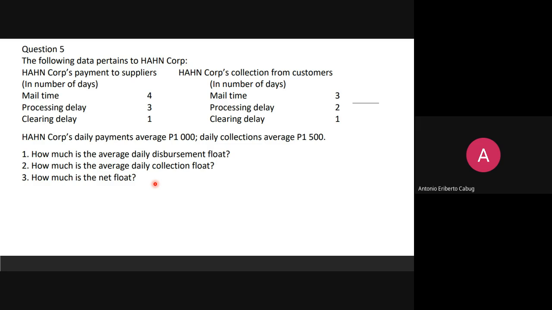Okay, nasaan yung iba? Where's the answer of the rest? Saan yung sagot nyo? Ang sagot nyo, please.